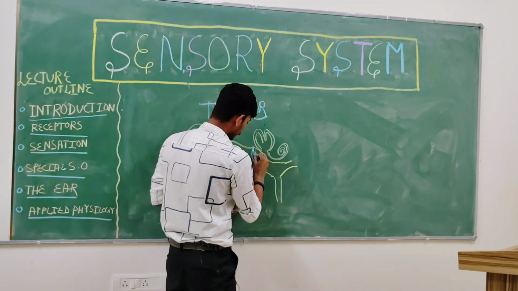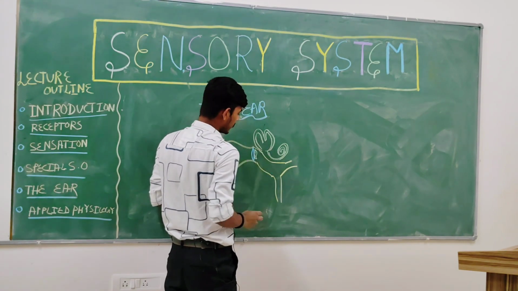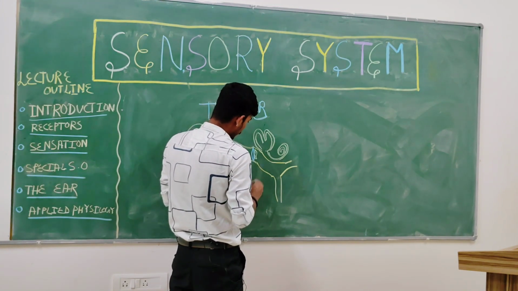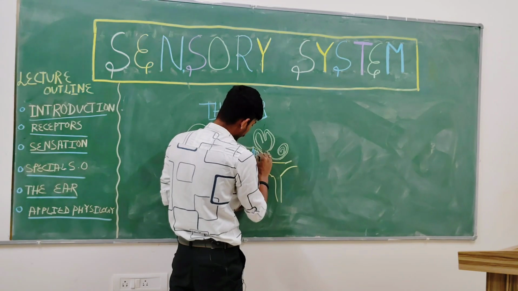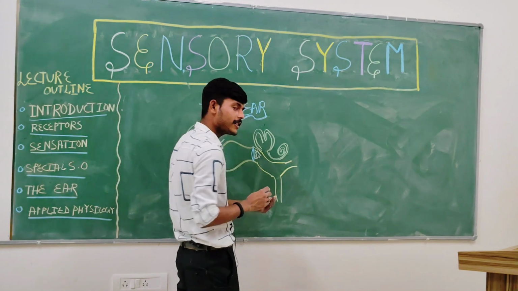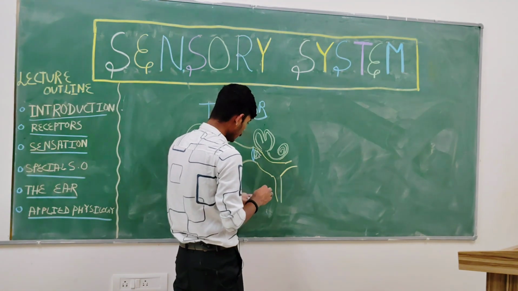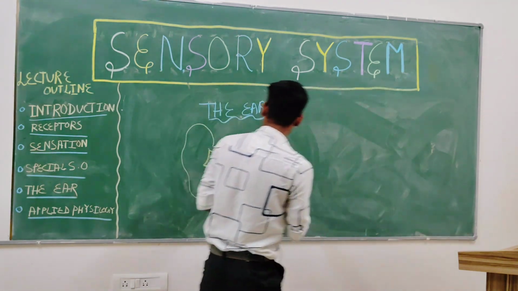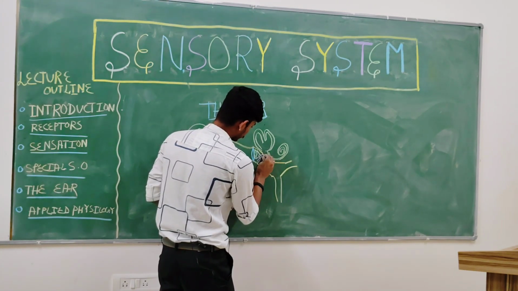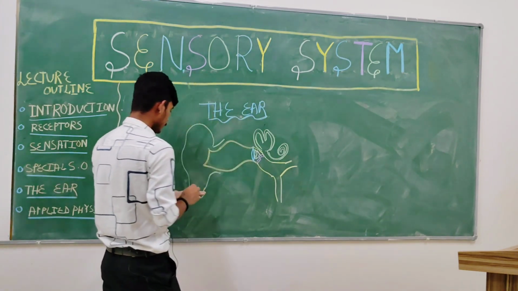They are attached basically to the tympanic membrane, the malleus. Then we have the incus, and then we have the smallest bone in our body, the stapes. And this is your ear.